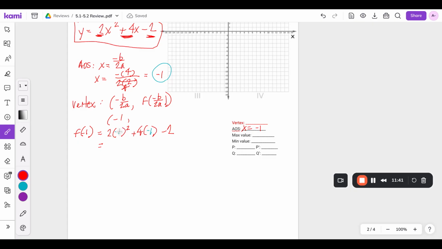Be careful that you're using PEMDAS. When you square negative 1, it's positive. So this becomes 2 times positive 1. Okay, if this number was a 3, then that would be a 9. Okay, but it's not a 3, it's a 1. So we've got 2 times positive 1 is 2. Look, positive 4 times negative 1 is negative 4. And then minus 2. All right, this becomes 2 minus 6, or 2 minus 6 is negative 4. Okay, so my vertex has coordinates negative 1, negative 4.